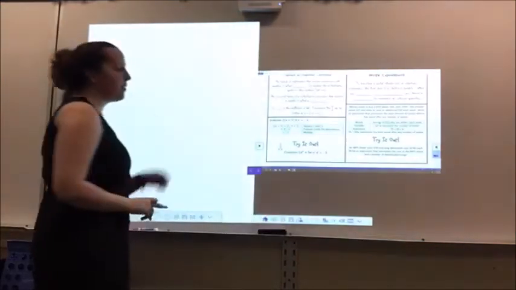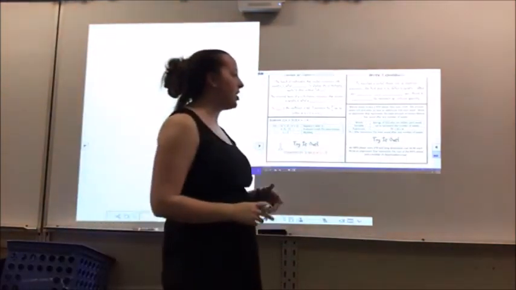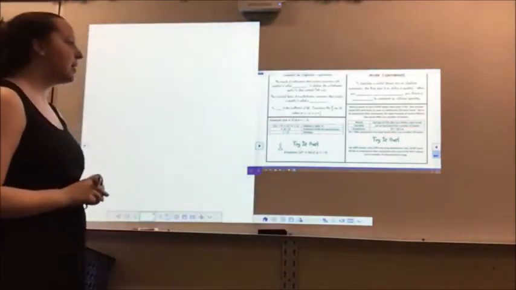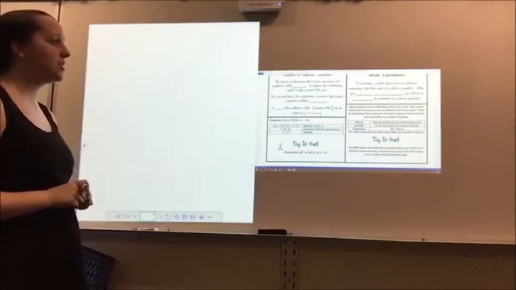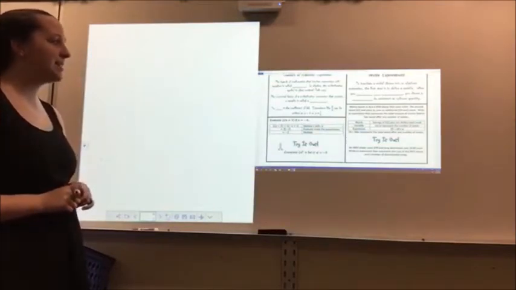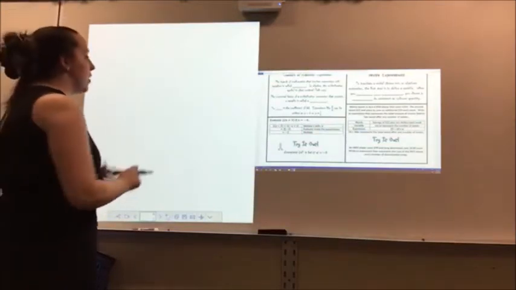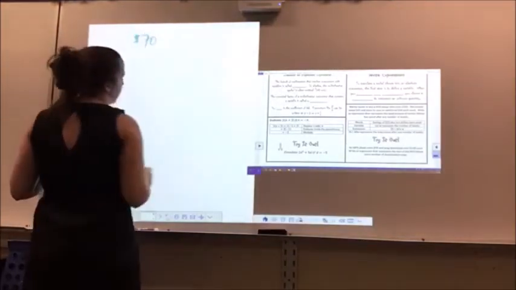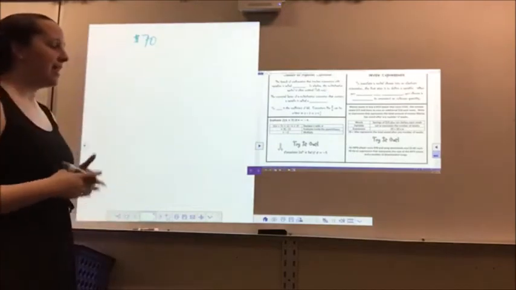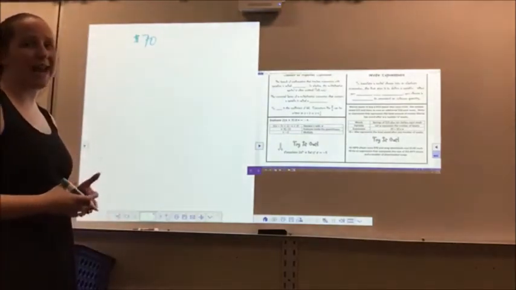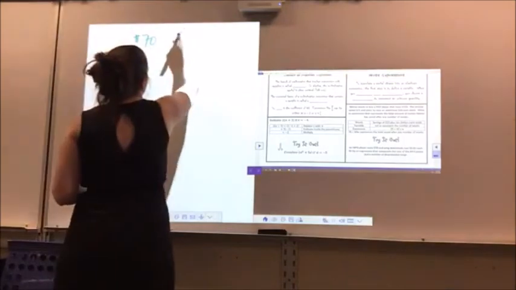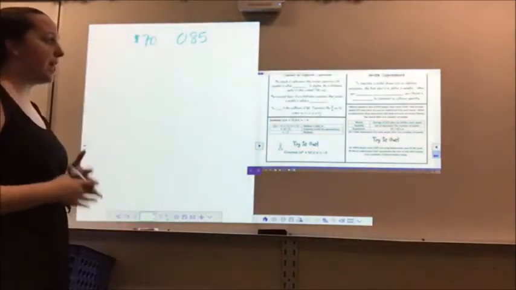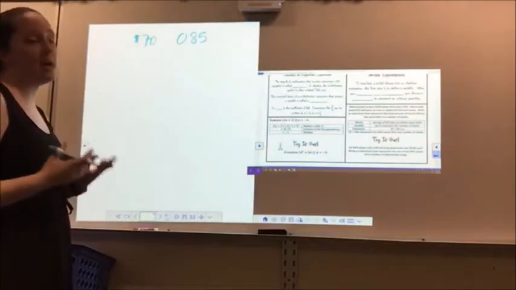For the second try problem, an MP3 player costs $70 and song downloads cost 85 cents each. Write an expression that represents the cost of the MP3 player and X number of downloaded songs. So I start with $70. That's how much the MP3 player costs. And then each song downloaded costs 85 cents. I need to figure out a variable that I can use to represent the number of downloaded songs.